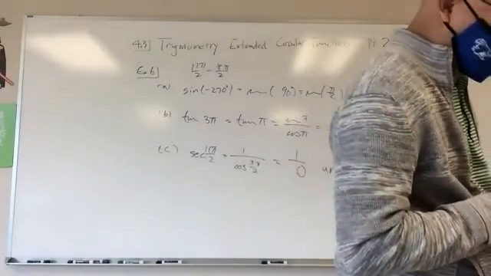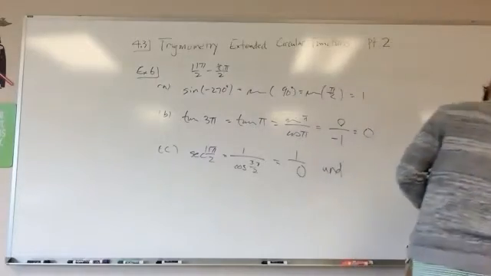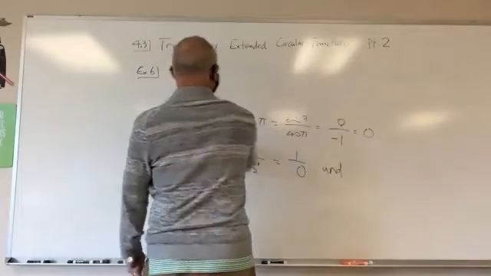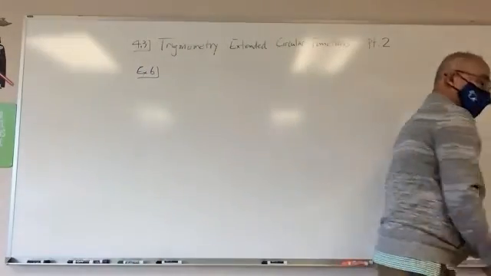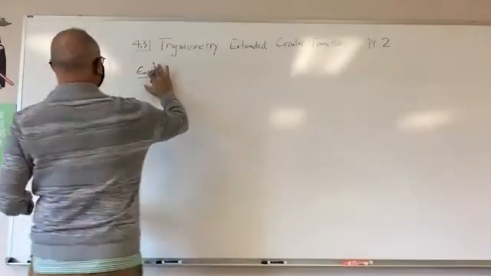Example number 7, using one trig ratio to find the other. This is where it gets a little dicey. They're going to give you the hints in several different ways. So let's see what we have here.